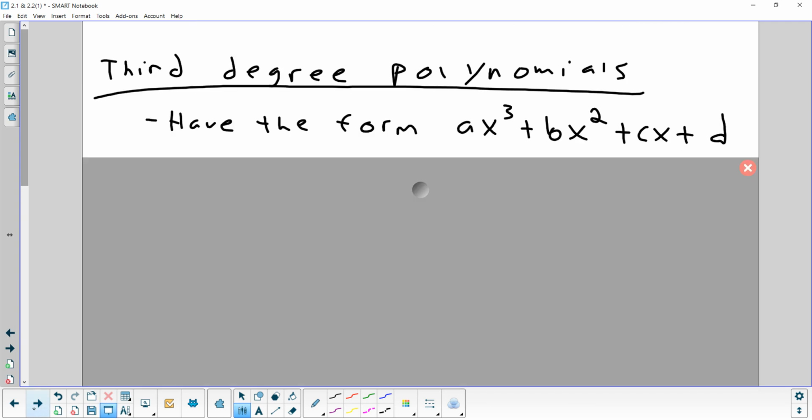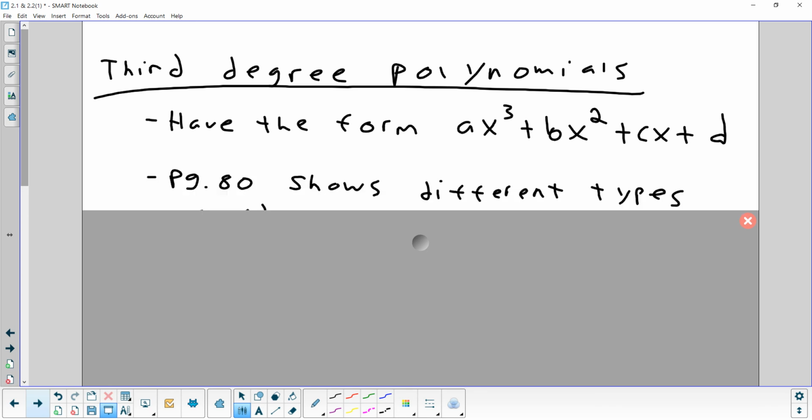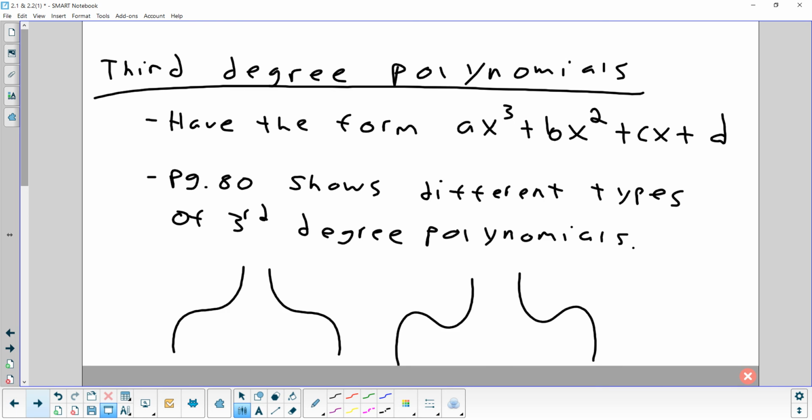So, third degree polynomial. We looked at linear, looked at quadratic. Let's look at cubic. So, a cubic has the form ax cubed plus bx squared plus cx plus d. A, B, C, and D can be any real number you want, except A can't be 0. What would happen if you plug in 0 for A in this formula?